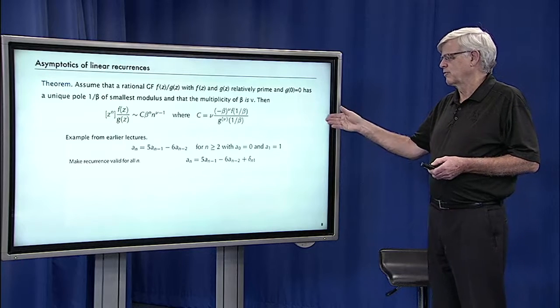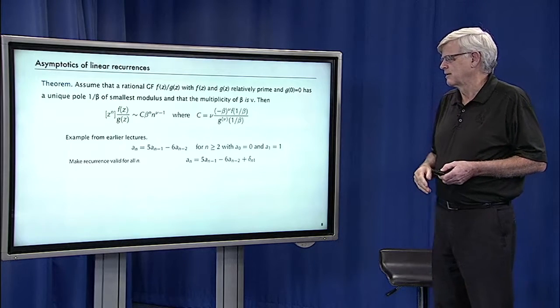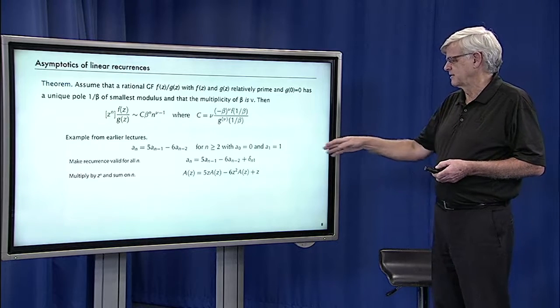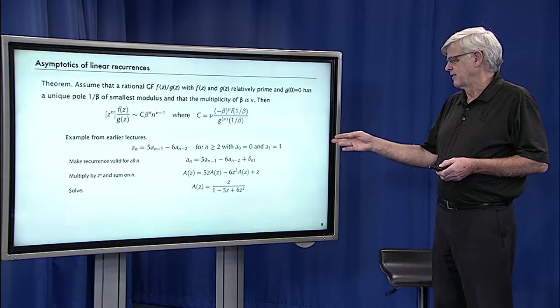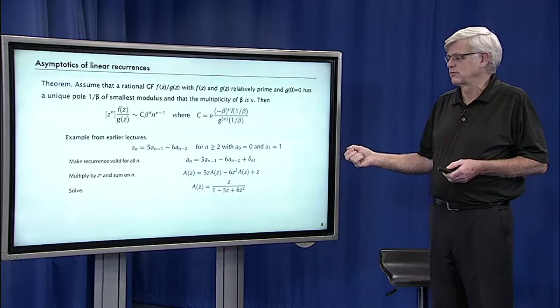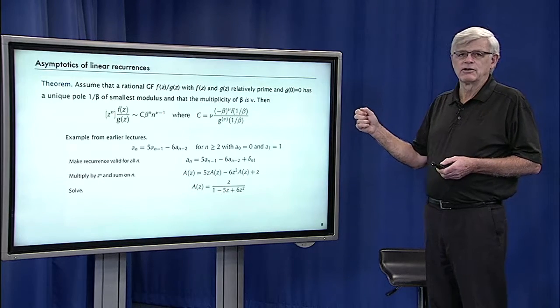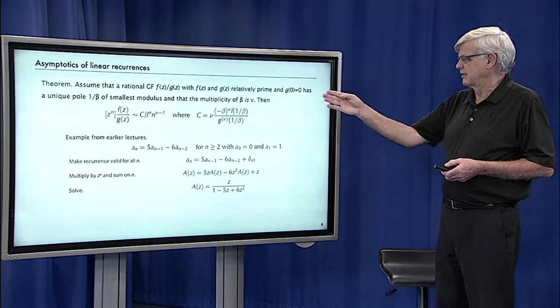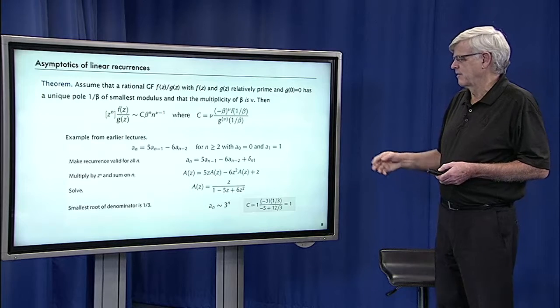To solve the recurrence, we make it valid for all n. Then we multiply by z and sum on n to get a polynomial. And that gives us, for the generating function, a ratio of 2 polynomials. And what we're interested in is the coefficient of z to the n in that generating function. And now we can just plug and chug in the theorem.